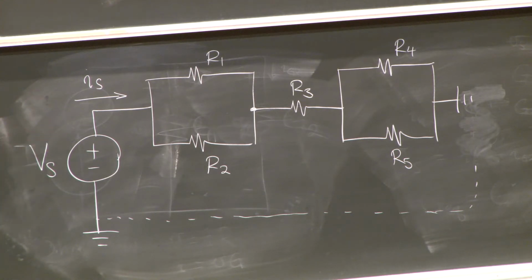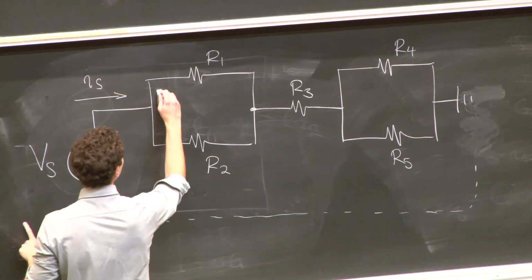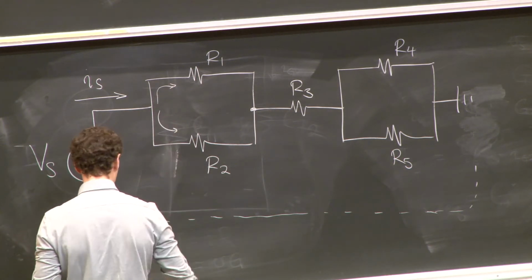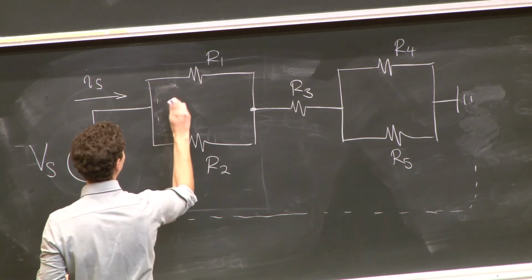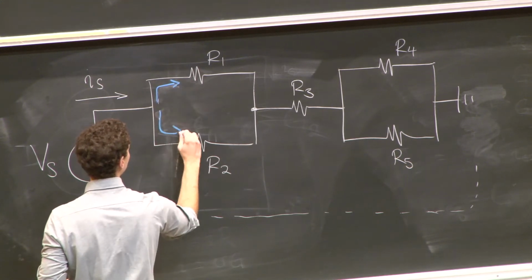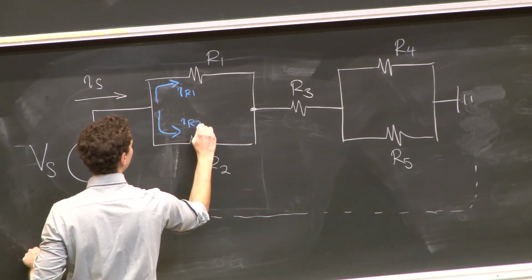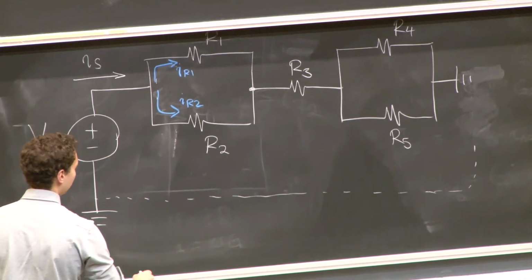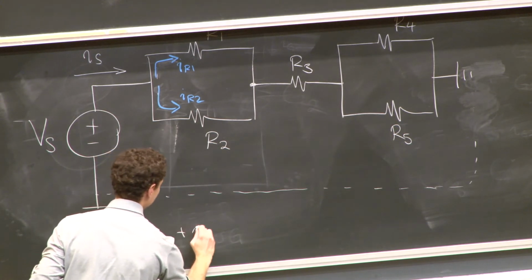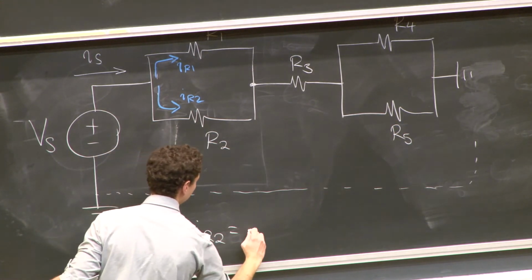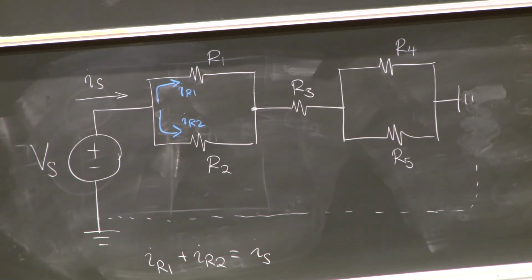Can I very quickly from this find all of the currents in the circuit? How? It's just a bunch of current dividers, right? IS has to split this way. Let me draw it in blue because I have my blue one. Can everybody see the blue? Oh, it's very nice. I've got some IR1 and IR2, and I know IR1 plus IR2 is equal to IS from Kirchhoff's current law.